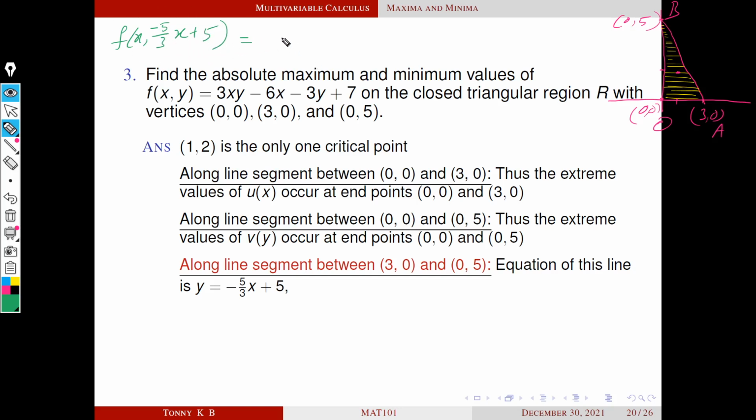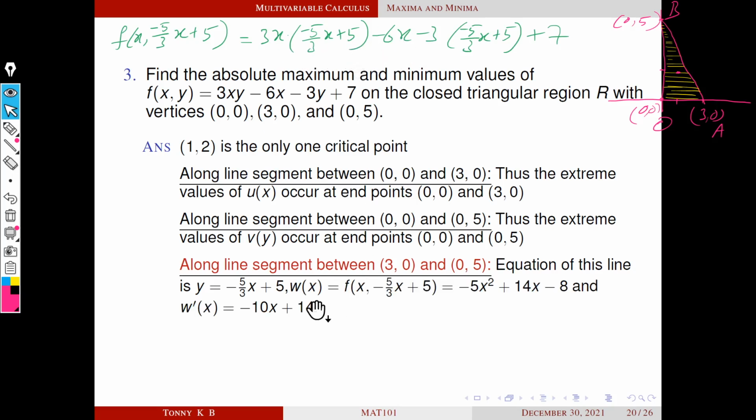And what is this? This is equal to 3x into, just replace y by this quantity. So our surface becomes 3x into (minus 5 by 3 x plus 5) minus 6x minus 3 times (replace y by the value of the straight line) plus 7. Okay, upon simplification this surface becomes like this.